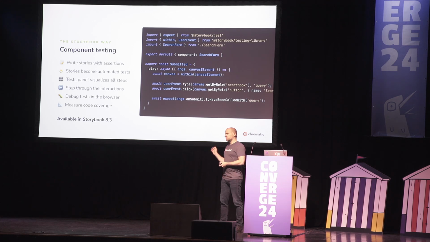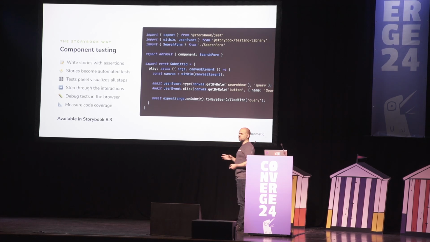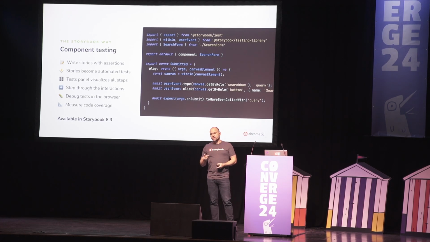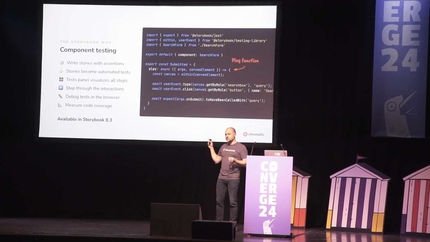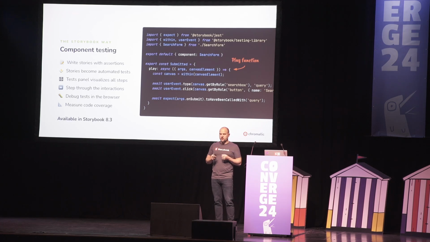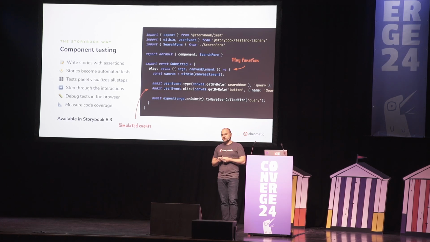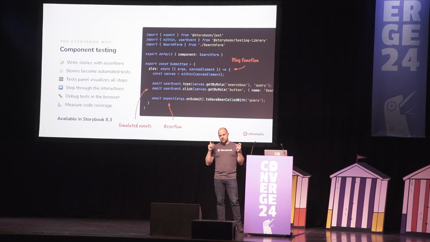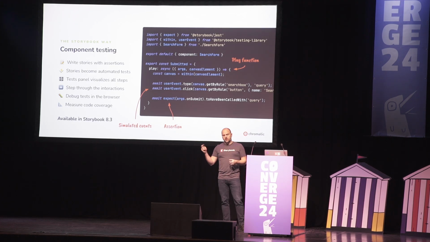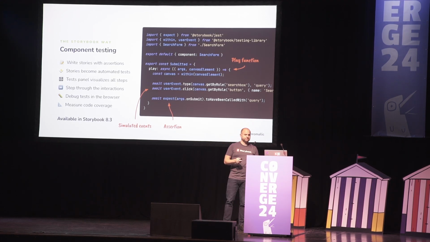So, a code example. I promise I don't have all that much code. Here's what we call a play function. This is a story definition for a submitted state of a form. The way it's defined is it uses simulated events to type into a search box and then click the search button. And then finally, we make an assertion with the expect function to check that some function has been called.